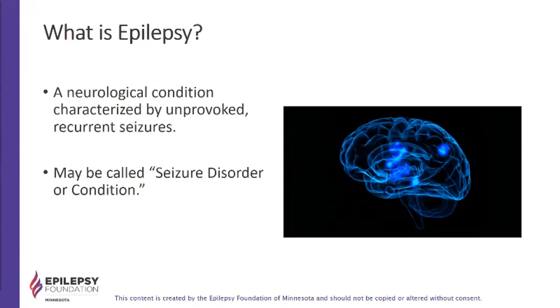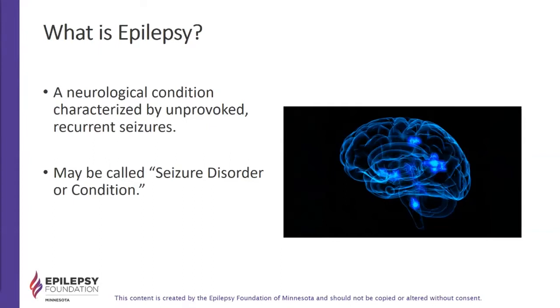So to start off, what is epilepsy? Epilepsy is a neurological condition characterized by unprovoked and recurrent seizures. So the 3 key words there in the description of epilepsy, first off, neurological. That means it's a condition occurring within someone's brain or their neurological system.